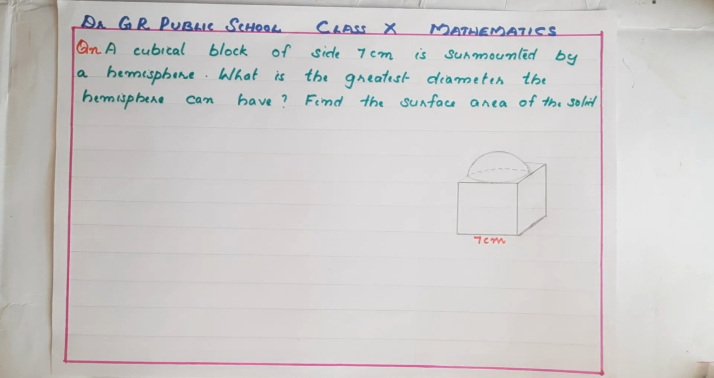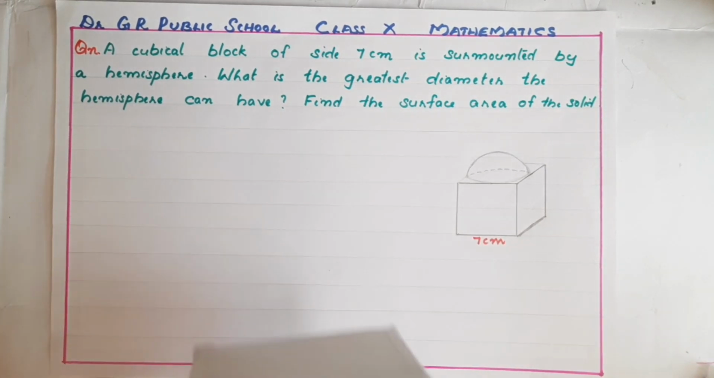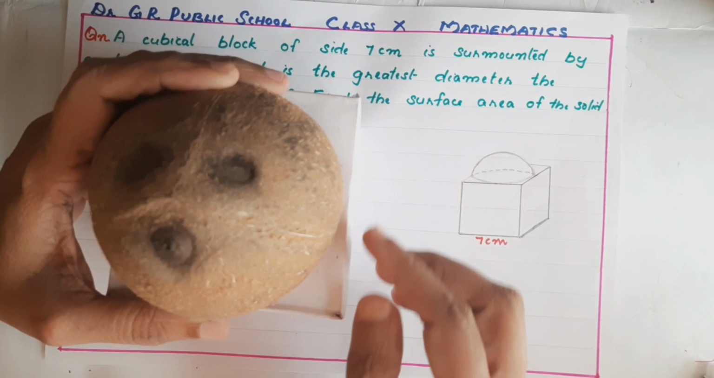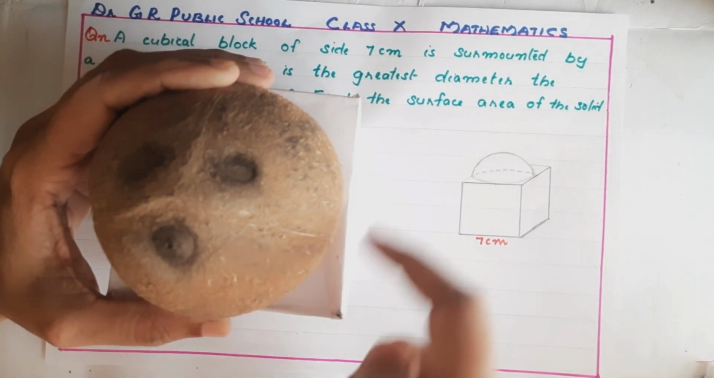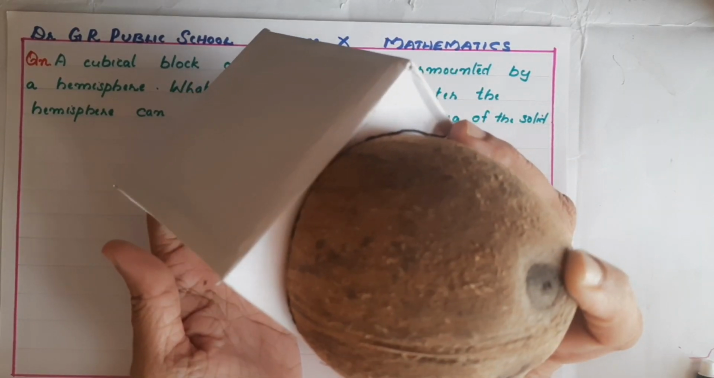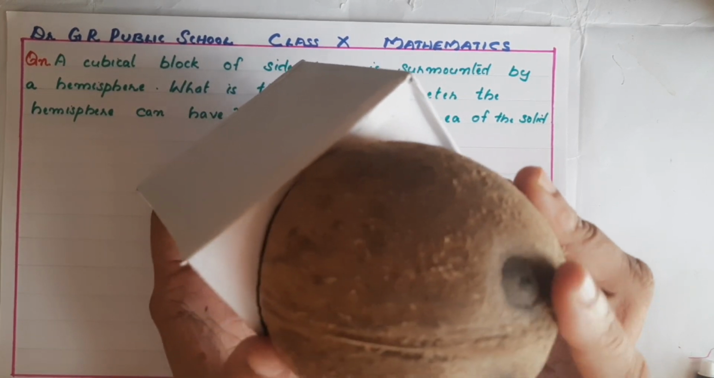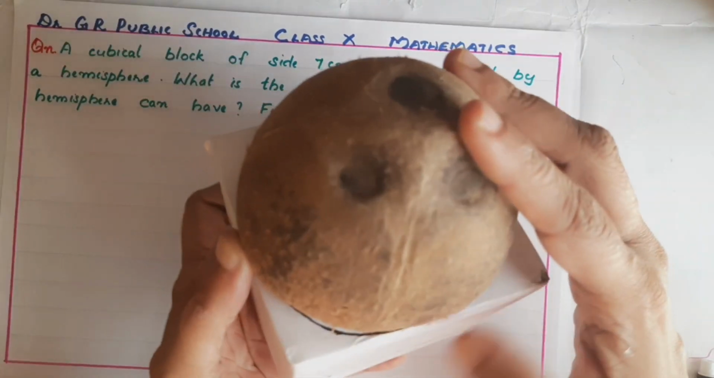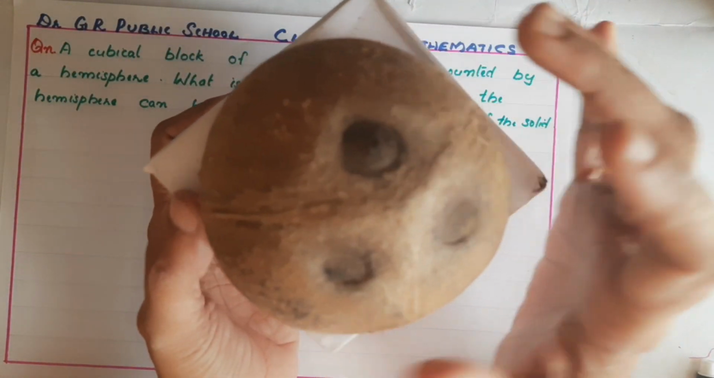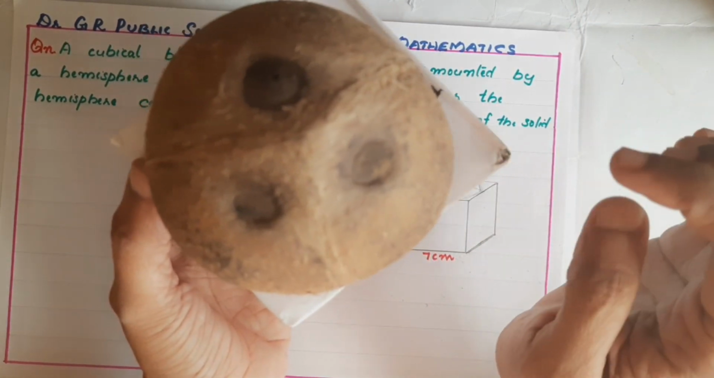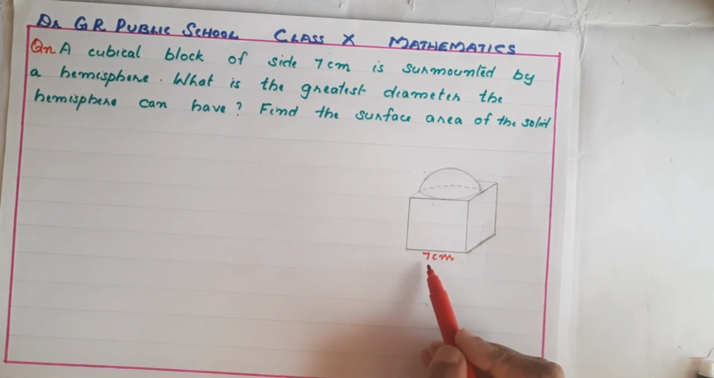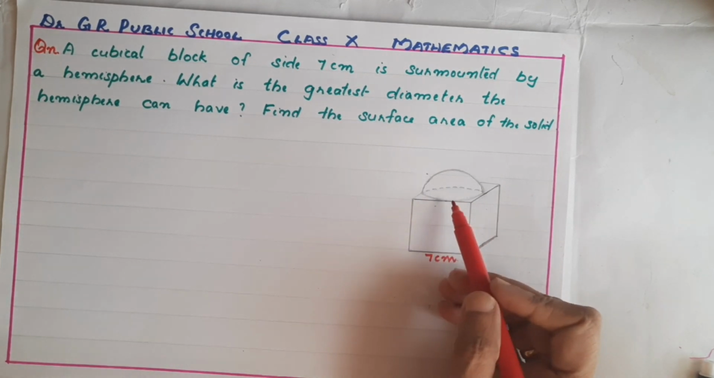Now, the question is, if we are keeping a hemisphere like this, you can see it is somewhat fitting the face of this cube, isn't it? So what is the greatest possible diameter of this hemisphere? Yes, it is equal to the edge of this cube. We got the diameter of the hemisphere which is mounted on this cube. So what is the diameter? The diameter is equal to the side of this cube.